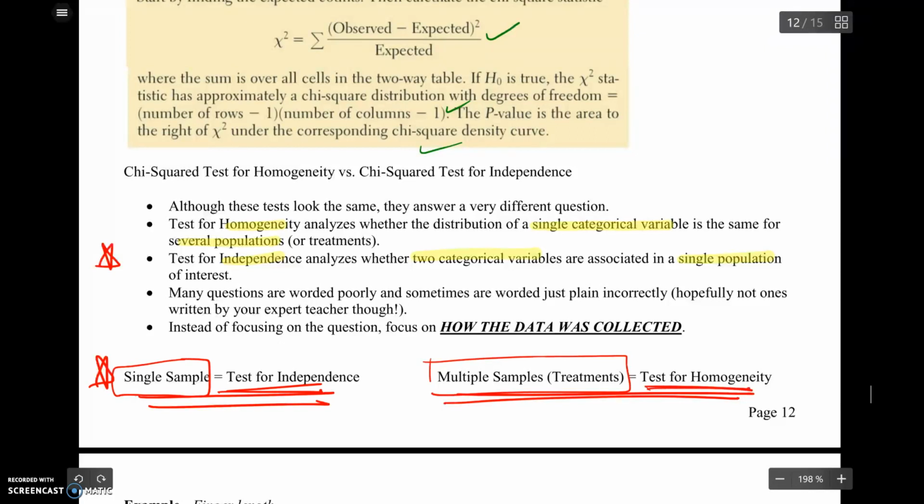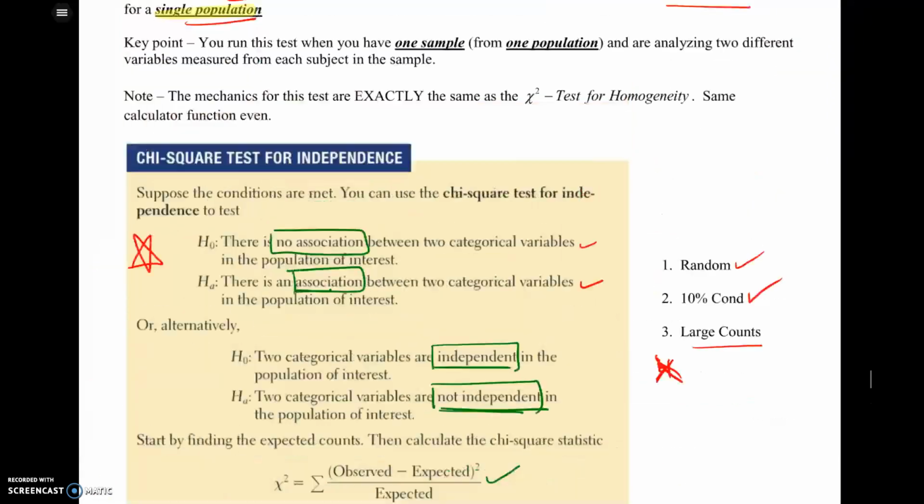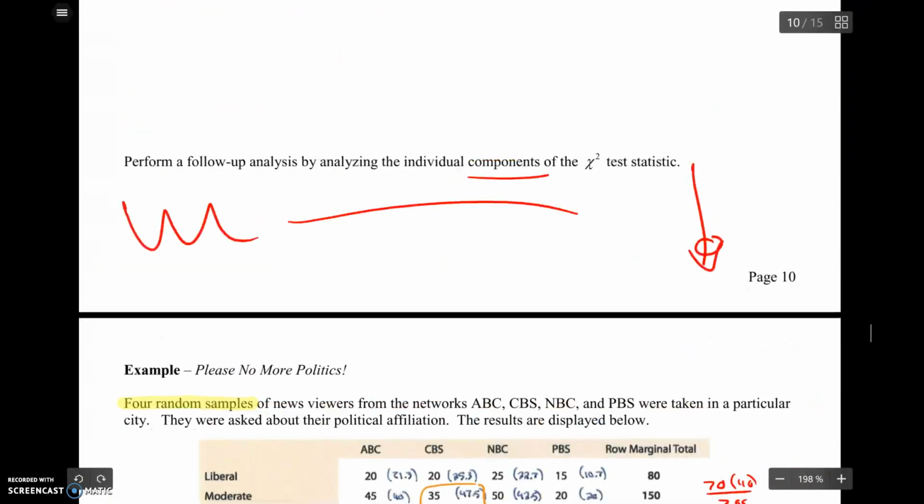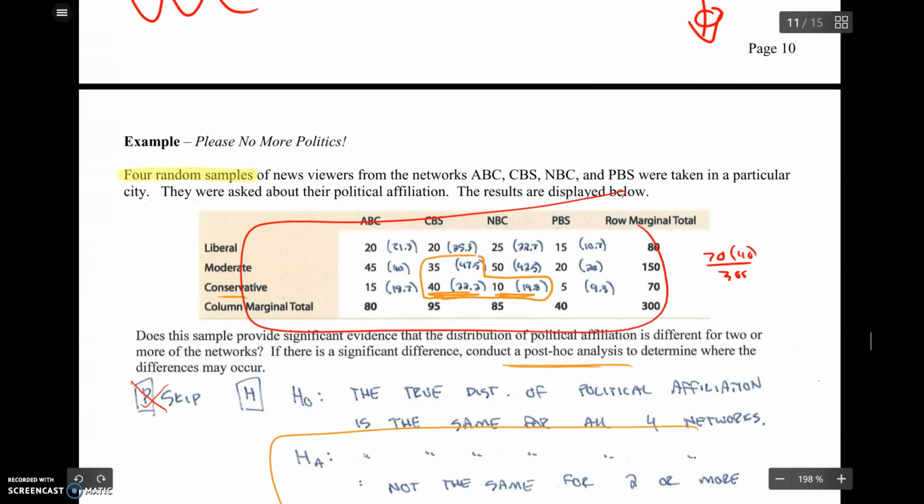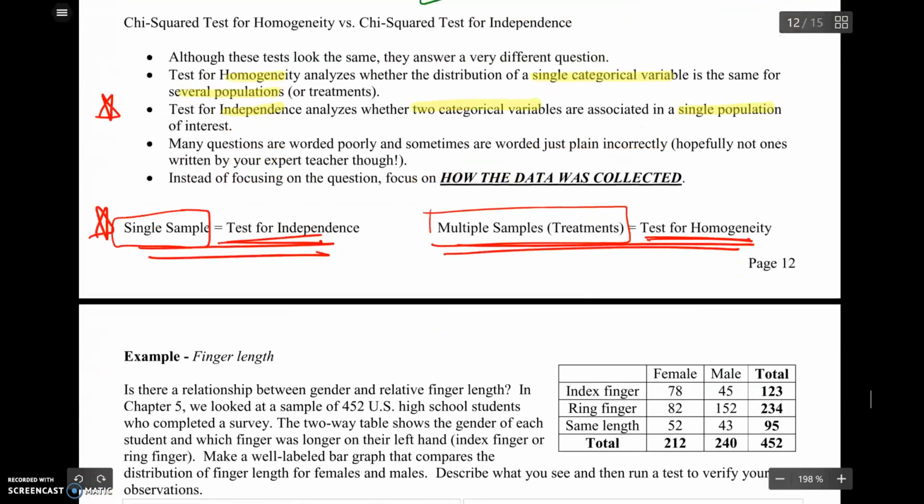That's it. Just look at the question and read it, because you're not going to be able to tell by looking at the table. The tables are all going to look exactly the same. Also, if it's an experiment, it will always be a test for homogeneity.